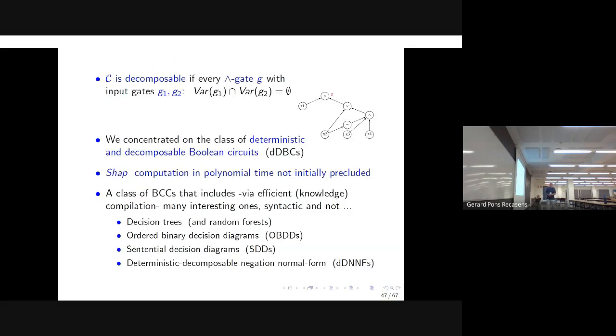So what I'm trying to say is that it is a good class. It contains some very good classes. And the reduction is in polynomial time, so you cannot create additional high complexity by, for example, taking a decision tree, translating it into a decomposable deterministic Boolean circuit, and doing all the analysis of SHAP on the circuit.